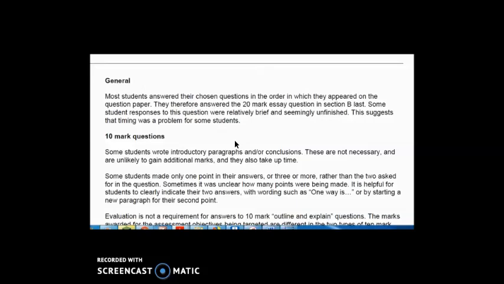Remember that you should be spending 15 minutes on a 10 marker, 30 minutes on a 20 marker, and stick to your timings, so then you are dedicating enough time to those latter questions on the end of the paper.